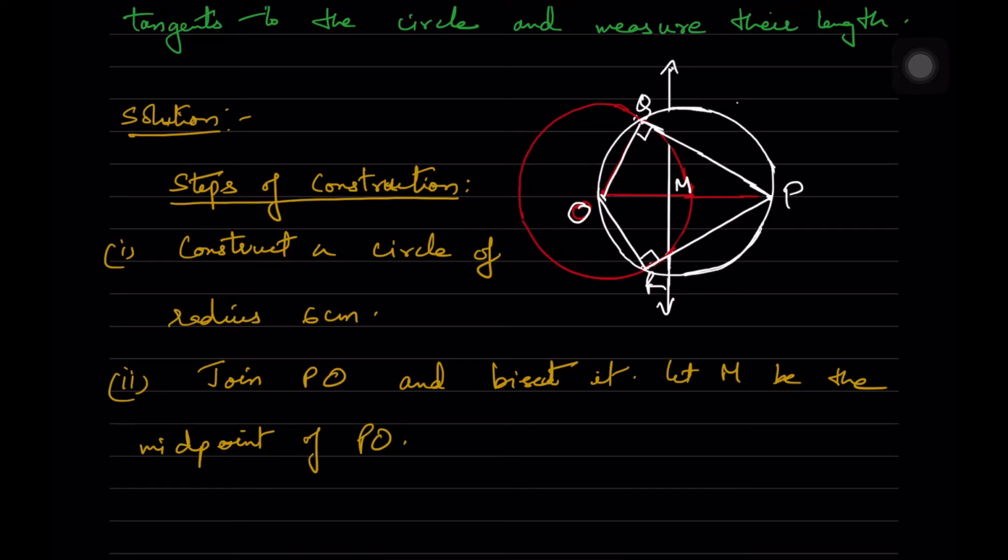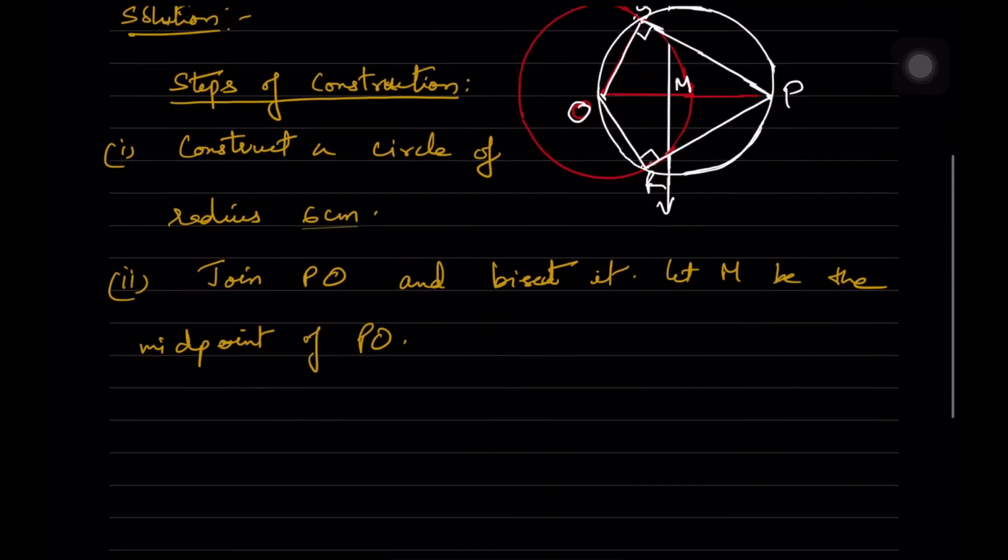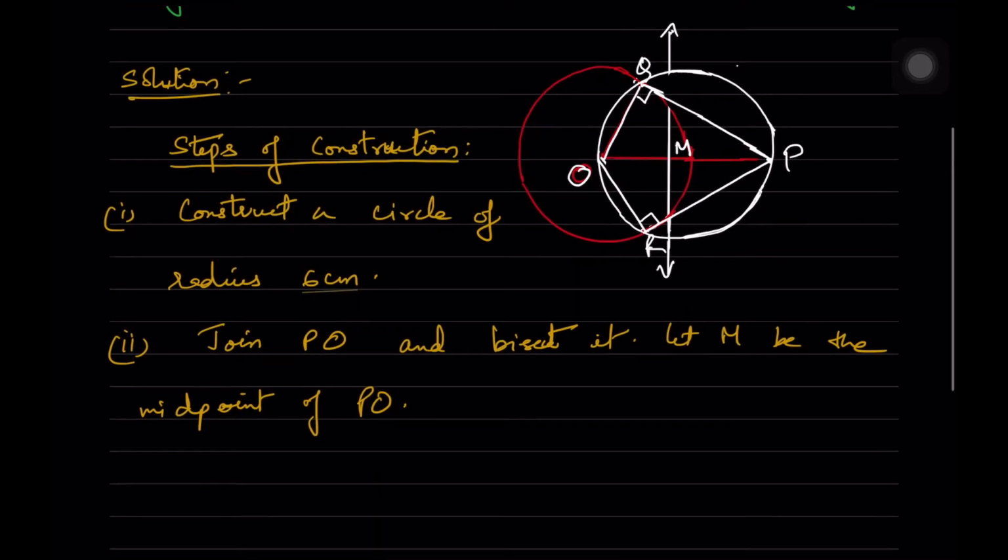How do we bisect this line? We take a convenient radius more than half of OP, and draw an arc above and below the line OP. Then take P as the center, with the same radius, and draw an arc meeting the previous arcs above and below the line. Join both the arcs, top and bottom, and you will get a line. That line will be perpendicular to OP and will pass through the midpoint of OP. So we bisect OP and name the bisecting point M.